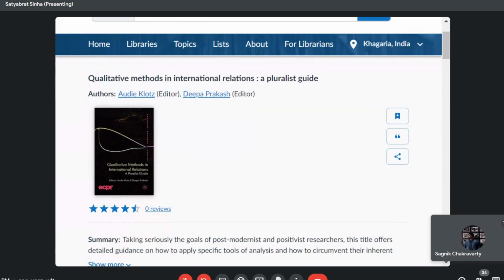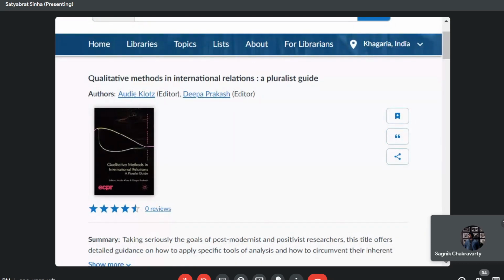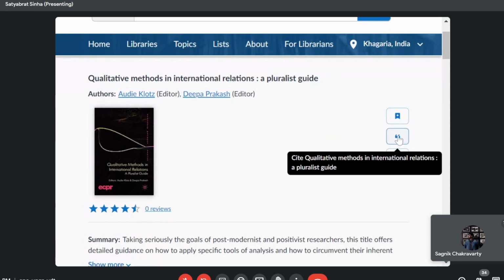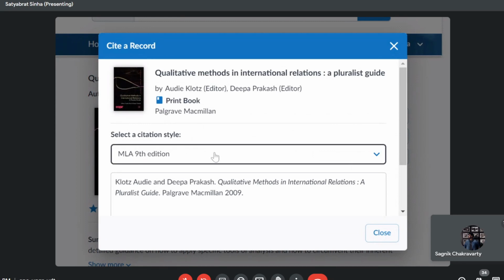Sir. So here you will look at the quotation marks, which says, cite. If I click on how to cite this, a window opens, cite a record. Now this book is there and they say select citation style. Right now I've chosen MLA style. You do realize the surnames of the authors are here. There's a full stop and there's a full stop. The name of the book is in italics. The name of the publisher is not in italics, and the year.